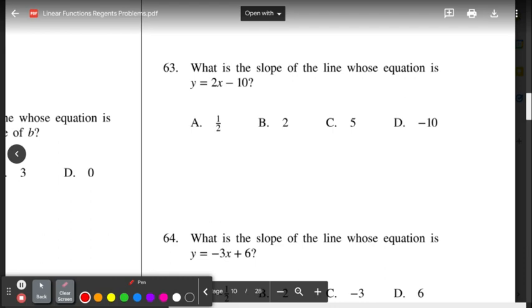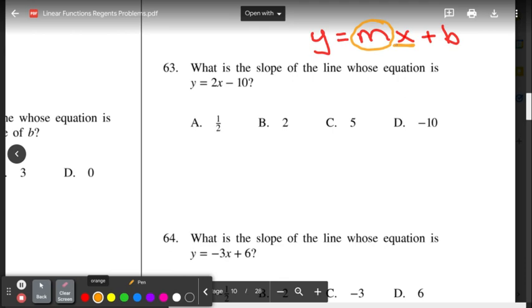So for this we have to go back and remember this equation, y equals mx plus b. So for the slope, that's this number right here. The way I can tell what the slope is quickly, I know it's touching the x. So whatever that number is, that's your slope.